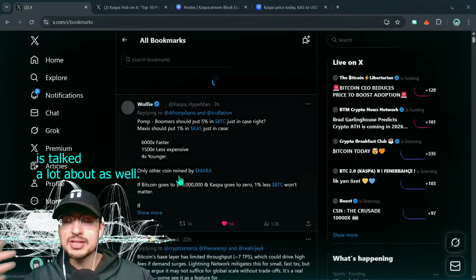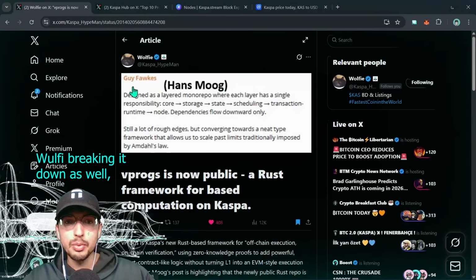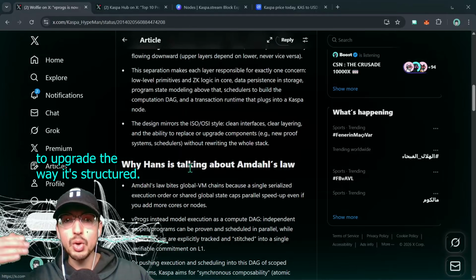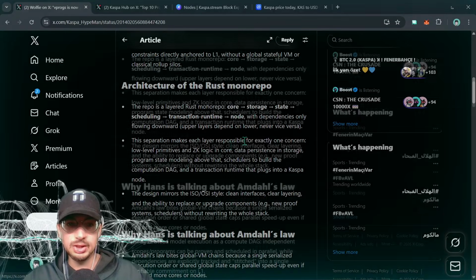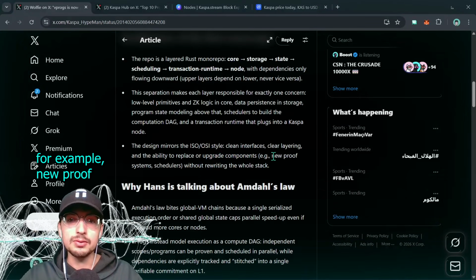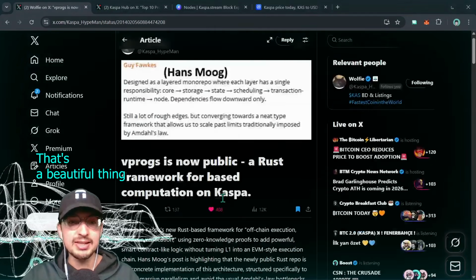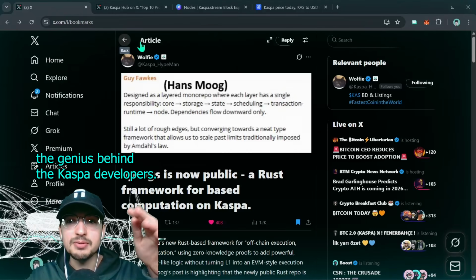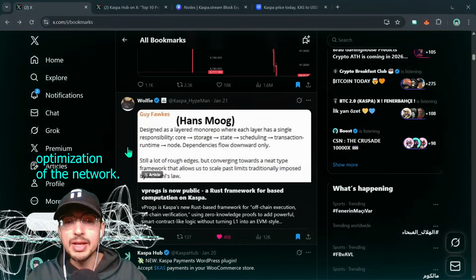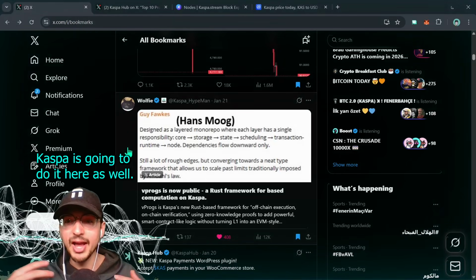And that's something Jonathan has talked a lot about as well. And something here even Hans Moog is describing. We'll be breaking it down as well, explaining how easy the architecture of Kaspa is going to be to upgrade, the way it's structured. The design inherently allows the ability to replace or upgrade components, for example, new proof systems, schedulers, et cetera, without rewriting the whole stack. That's the beautiful thing, the genius behind the Kaspa developers. That's where they're looking. They're looking long-term to maximize optimization of the network. If that includes further scaling with the internet, further scaling with hardware, Kaspa is going to do it.